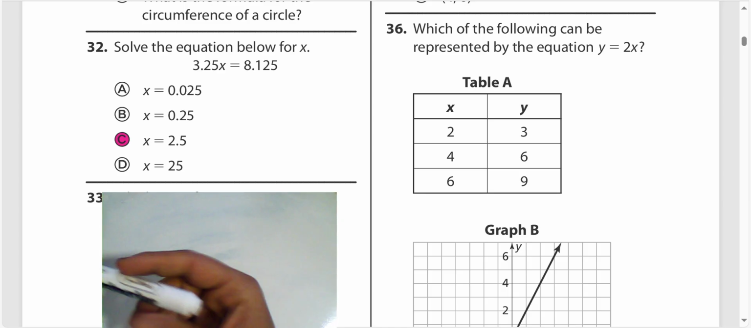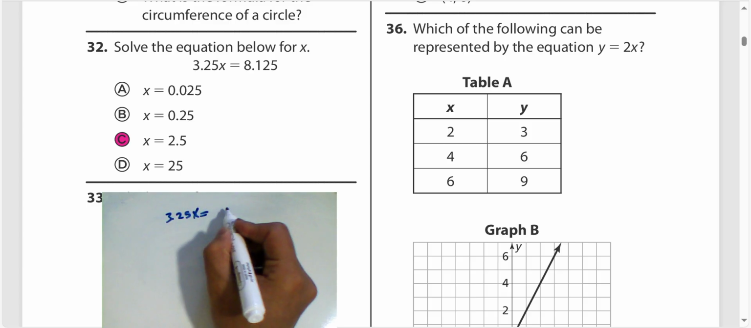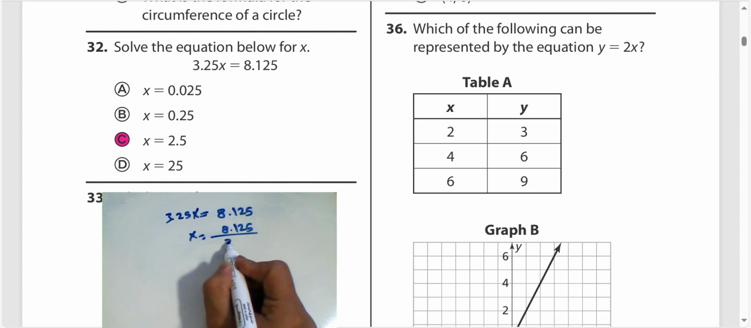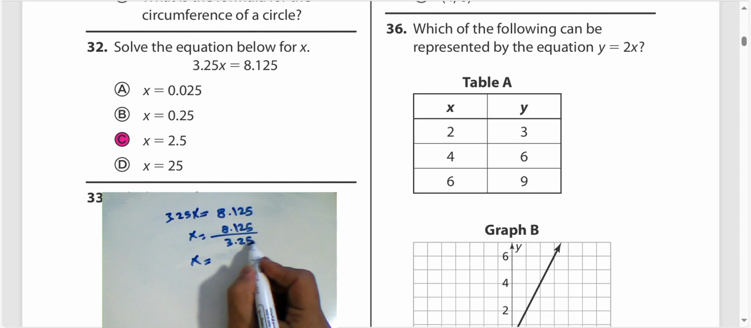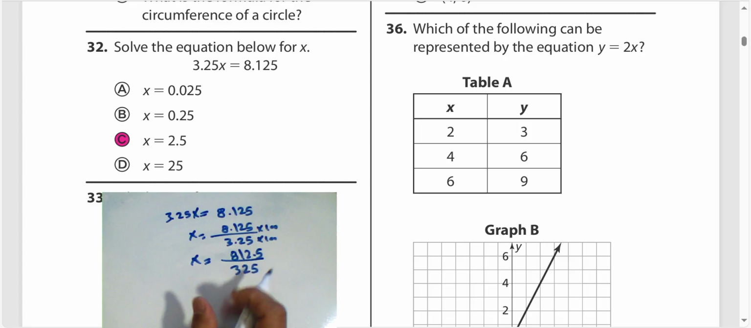Solve the equation below. We can divide by the coefficient to find the value of x. We have 3 and 4. X equals 8.125 over 3.25. We can multiply by 100 numerator and denominator. Then the result will be 325 and 812.5. We can divide these numbers. We have x equals 812 divided by 325. 2 times 325 equals 650. Subtract from this number to find the remainder.